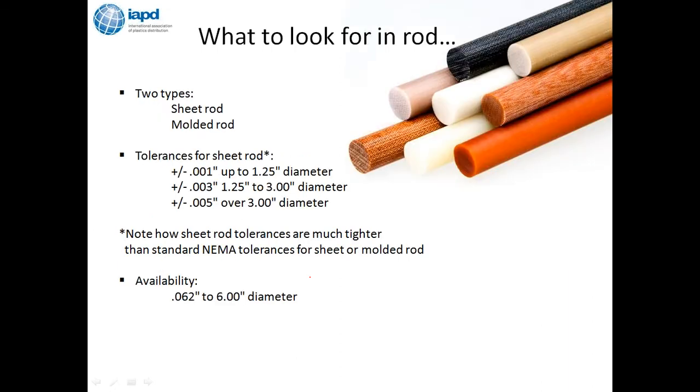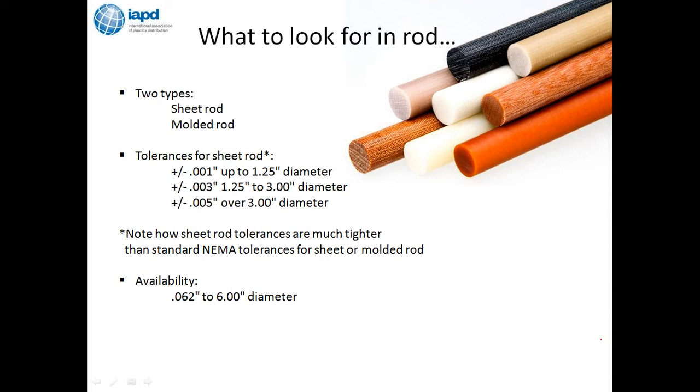Finally, rod. There's two types of rod. Rich showed you the process for manufacturing molded rod. Sheet rod is kind of like what its name sounds like. It's material that's made out of sheets, typically cut into strips and then turned and ground into precision rods that you see on the right-hand corner there.